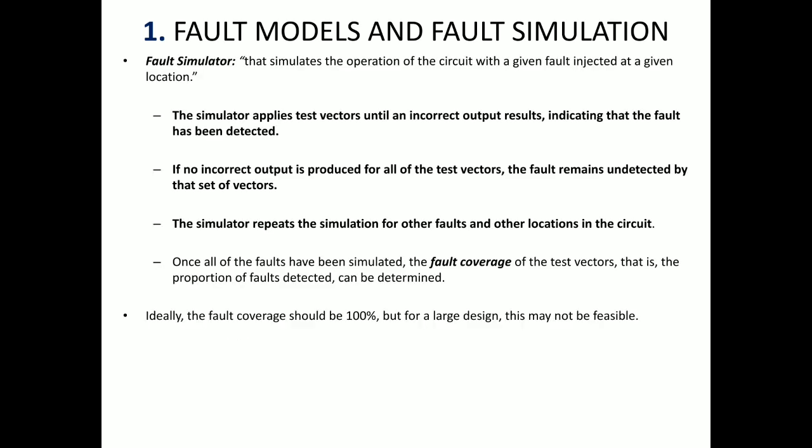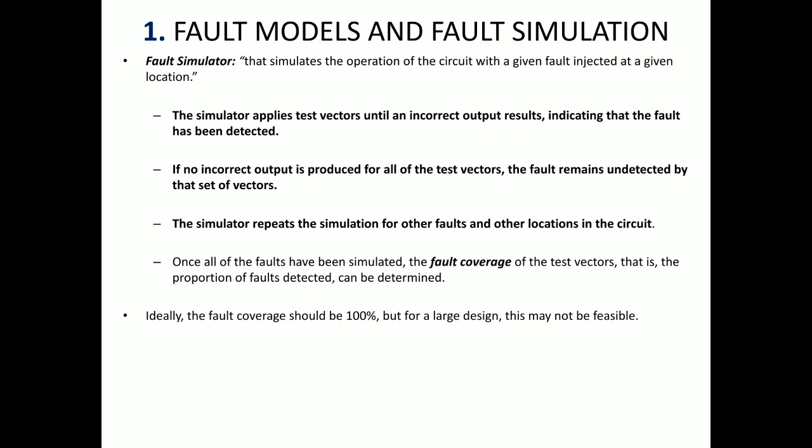A fault simulator simulates the operation of the circuit with a given fault injected at a given location. Location means it may be any input variables, not values, input variables. The simulator applies the test vectors until an incorrect output results, indicating the fault has been detected. In this method, the simulator gives the set of input combination values till it detects a wrong value at the output.